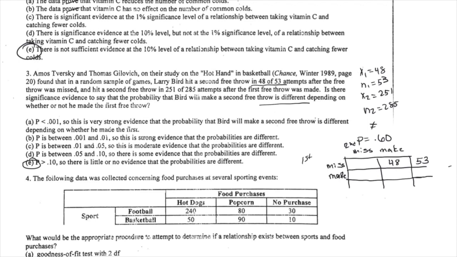In the second number, it says that he hit a second free throw after the first throw was made, right? So if he made the first one, and this one's going to be out of 285 times, he hit a second free throw 251 times.